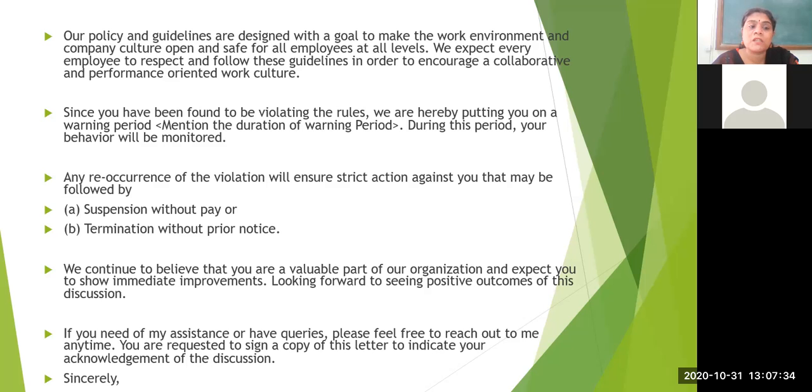Okay, so there is a supervisor who, on a daily routine basis, is monitoring and trying to know whether there are any positive changes in your behavior or not. Any recurrence of the violation will ensure strict action against you. Suppose the person who is monitoring the behavior of the candidate or the employee observes that he is repeating what he did earlier, for which he has already received a warning letter.